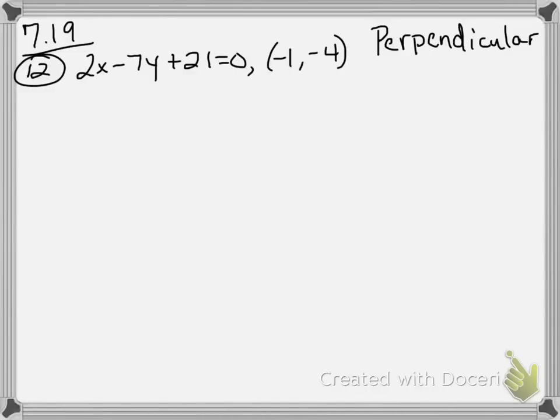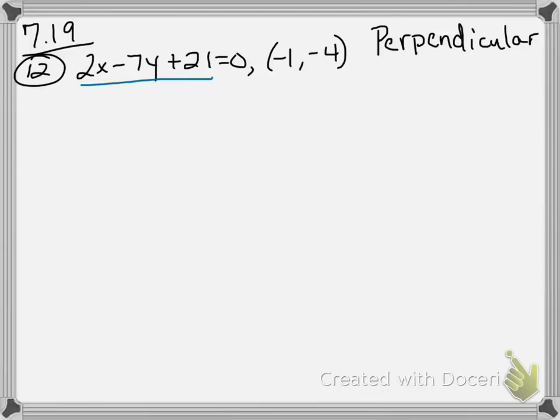Alright, so we're going to take a look at this problem where we have 2x minus 7y plus 21 is equal to 0, and we're supposed to be writing an equation in standard form that goes through (-1, -4) and is perpendicular to this equation. Okay, so the first thing that we need to do is figure out the slope.